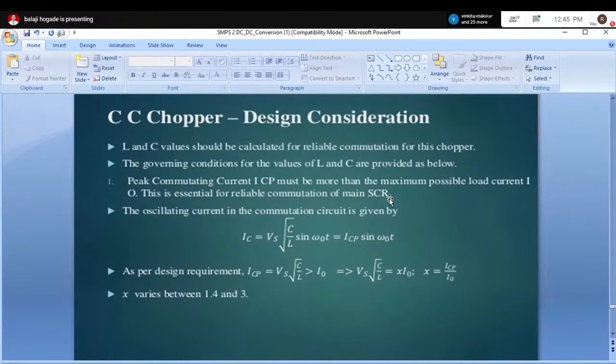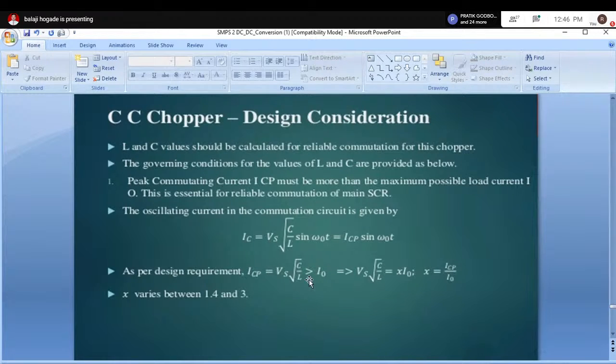The oscillating current in the commutation circuit is given by IC, the current flowing through the capacitor due to the oscillations produced in the LC circuit. It is given by source voltage into under root of C by L into sine omega 0 t, and this is equal to IC peak into sine omega 0 t. As per design requirements, IC peak is equal to Vs into under root of C by L, which should be greater than the load current I0.